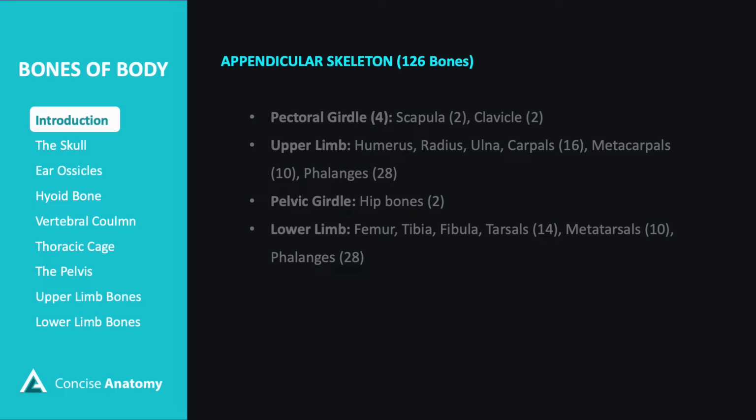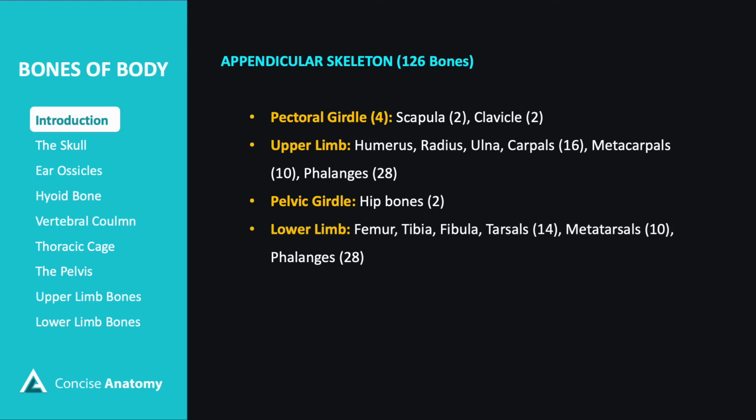The appendicular skeleton consists of 126 bones, including the pectoral girdle, pelvic girdle, upper limb, and lower limb bones. The pectoral girdle is made up of 2 scapulae and 2 clavicles. The upper limb contains the humerus, radius, ulna, 16 carpals, 10 metacarpals, and 28 phalanges, while the pelvic girdle includes 2 hip bones, and the lower limb features the femur, tibia, fibula, 14 tarsals, 10 metatarsals, and 28 phalanges.